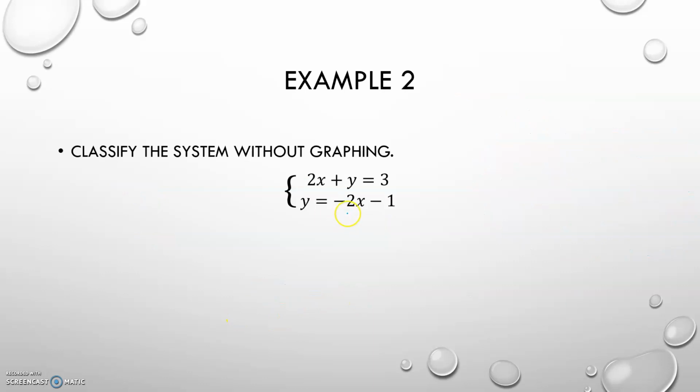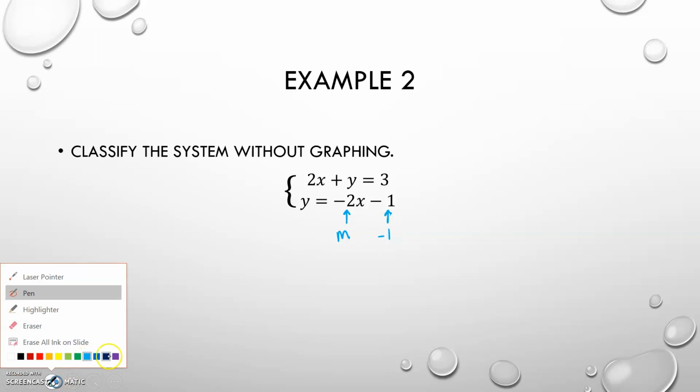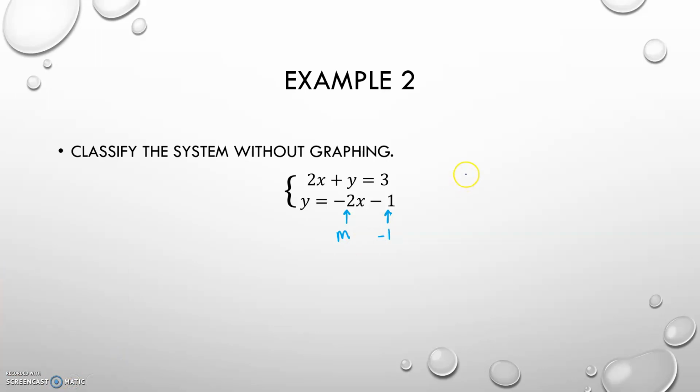All right, so for this one, I've got a slope of -2 and a y-intercept of -1. If I find the slope and y-intercept of that second line, I get y equals negative 2x plus 3. I just subtracted this 2x to both sides. And this is going to be my slope, and this is my y-intercept.